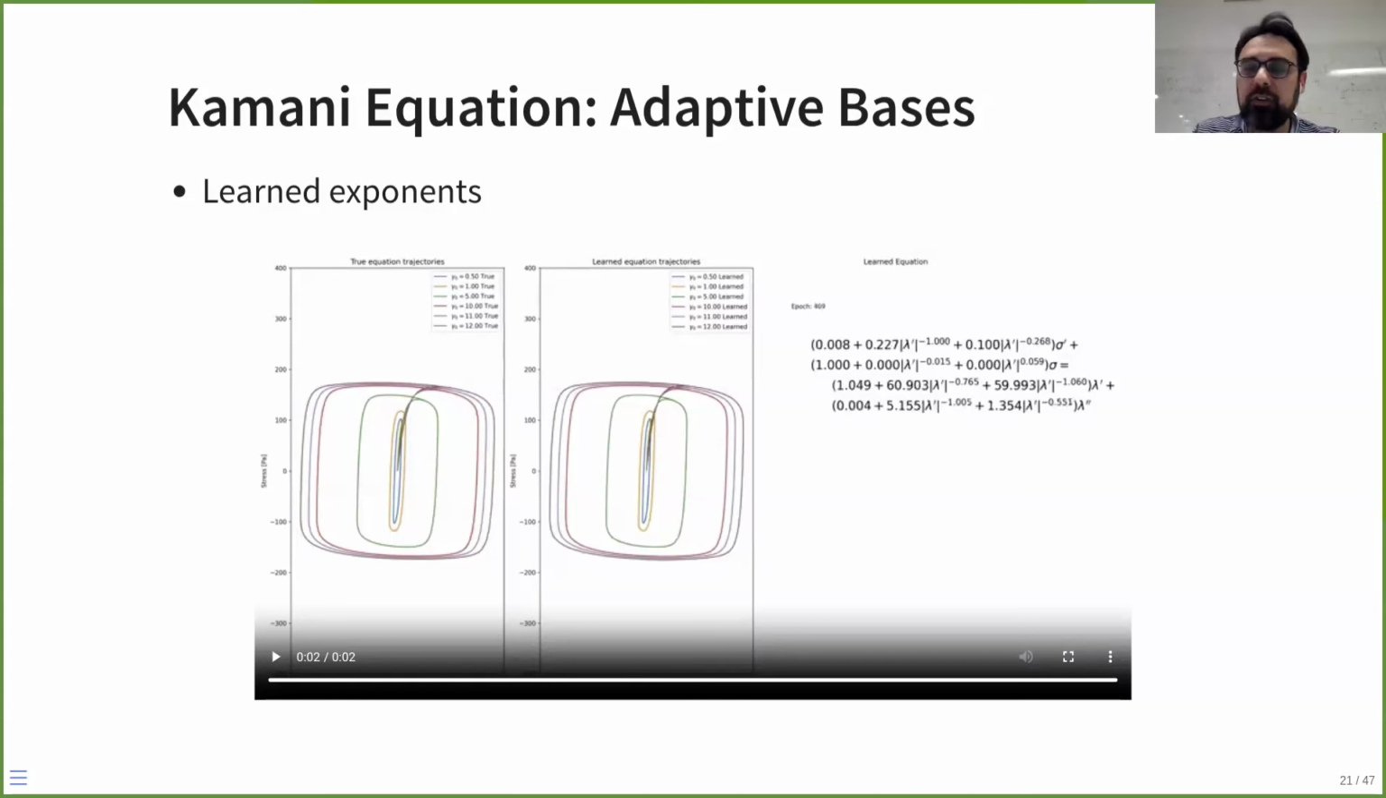So just to reiterate, what we're given is the trajectory data, let's say on the left-hand side. What we really want to find are the coefficients of the Kamani equation.